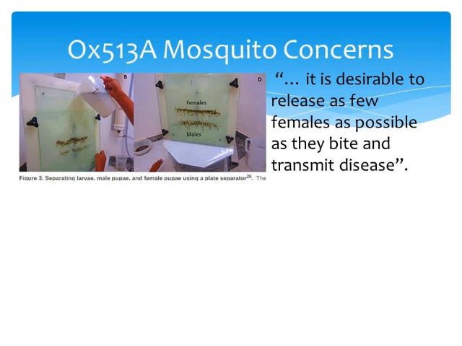So as you can see in this picture, this is taken from Jove, the online video journal, of the process that's used to separate the male and female mosquitoes. You can watch the video and judge for yourselves what you think about this procedure.